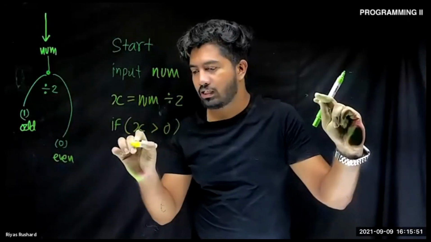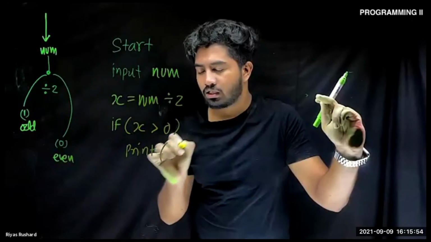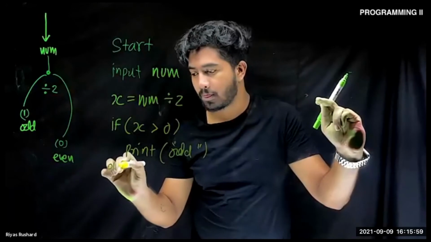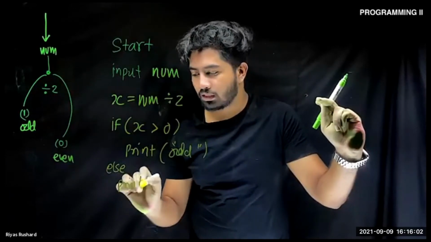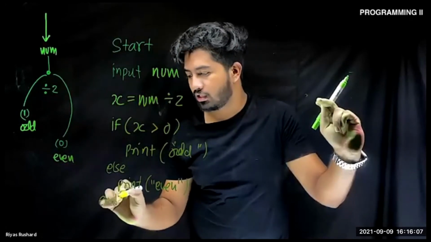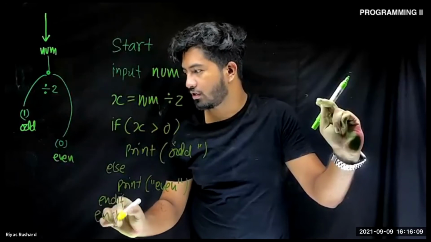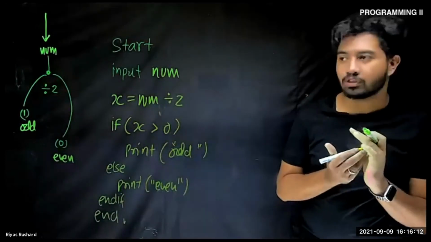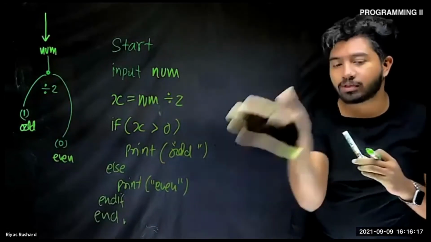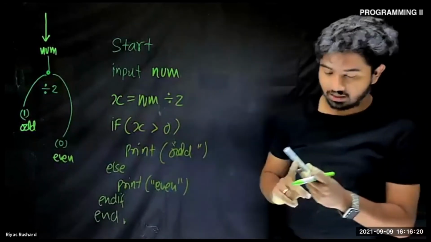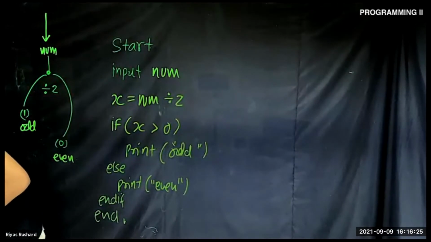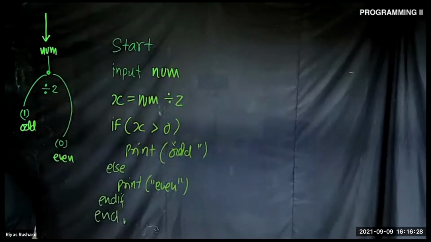So here I'll say print odd, and print even otherwise. Okay, program. Let's see whether this program is correct. In what instance is it correct? What is the reason it is wrong, or how can you make it correct?